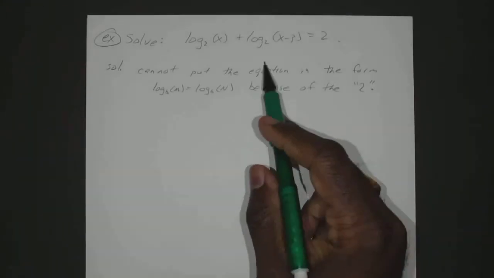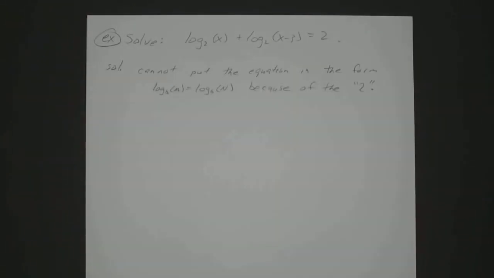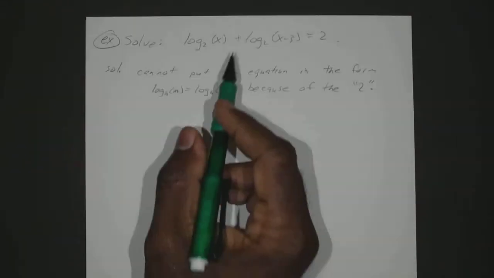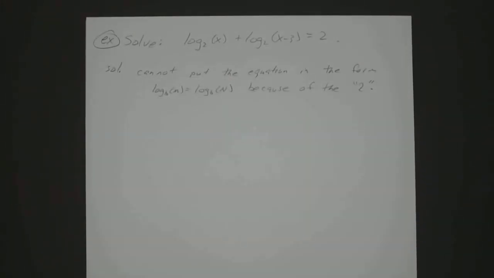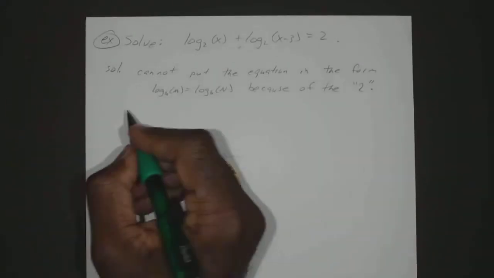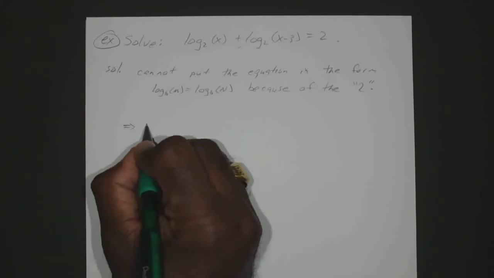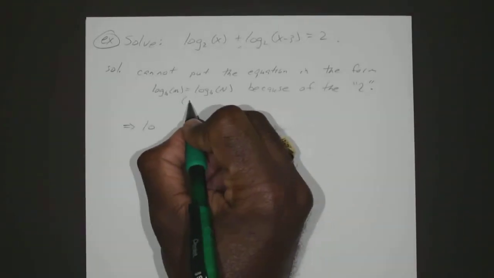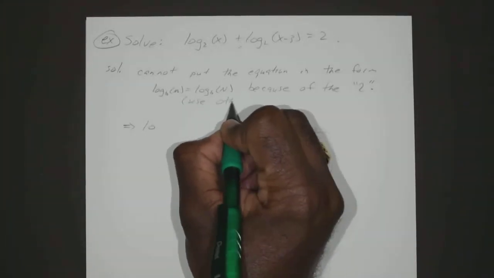If we move this to the other side, it would just be 2 minus log of x minus 3, which isn't in the same form. So whenever you can't put it into that form, you just have to use the other properties.